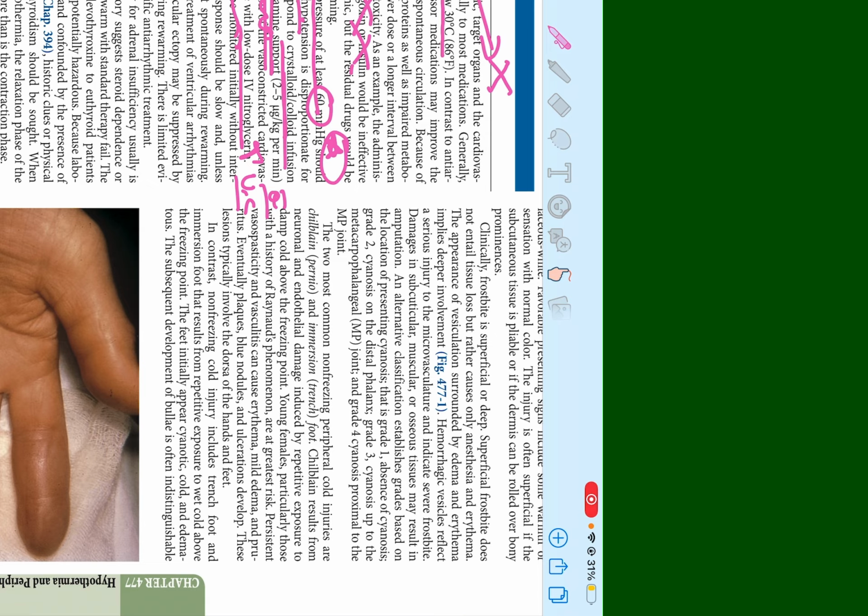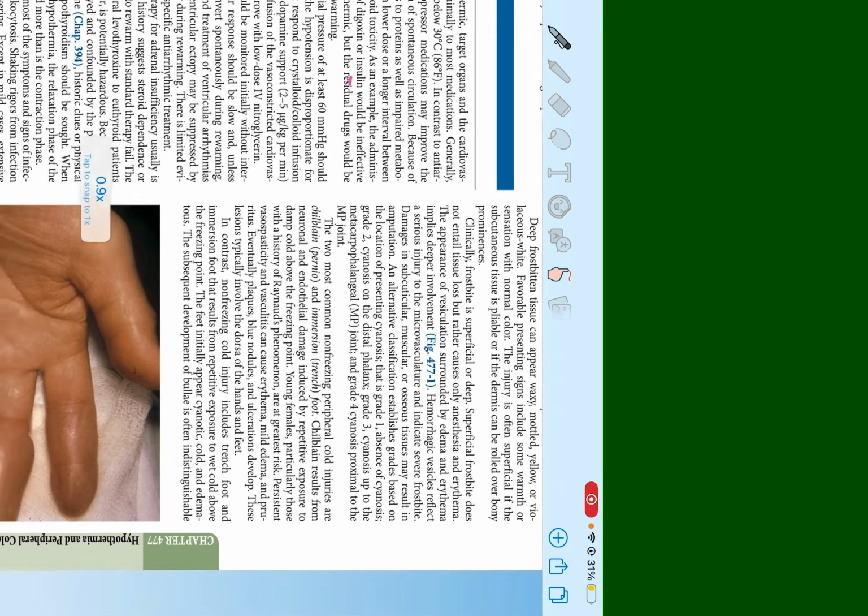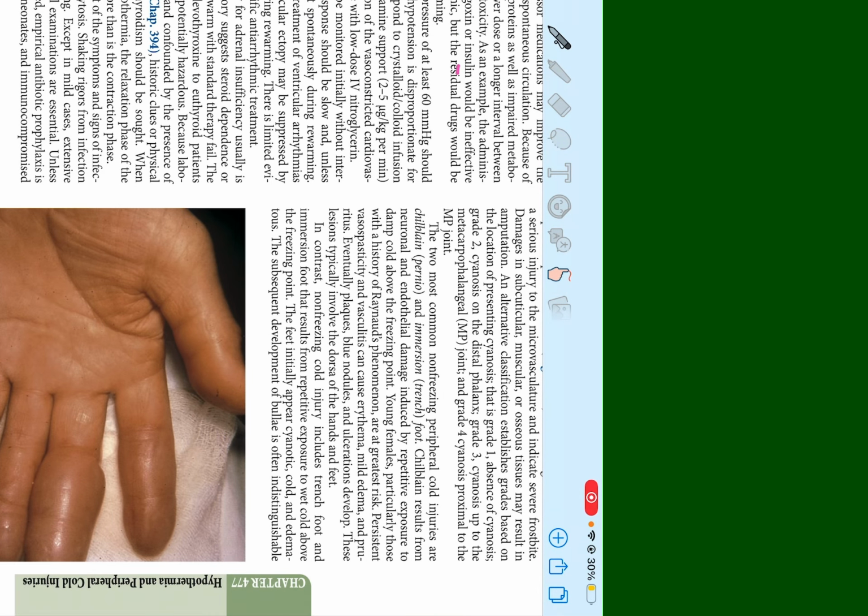And then VT or ventricular arrhythmias are also very common here. There is no need for any antiarrhythmic treatment if you see arrhythmias in cases of hypothermia, right? Don't do anything, just do CPR and resuscitate the patient, right? The administration of parenteral levothyroxine to euthyroid patients with hypothermia is hazardous. This can also be asked this time, right?